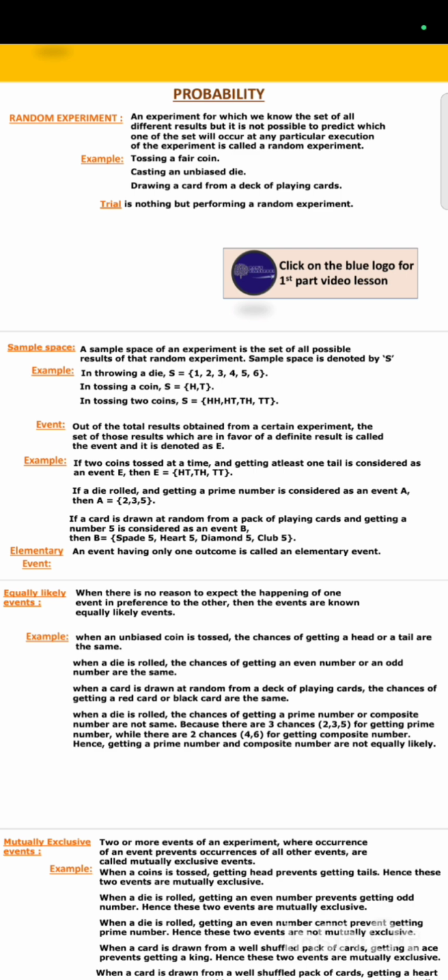After random experiment, we need to discuss trial. Trial means conducting a random experiment. So tossing a coin one time is one trial. Next definition: outcome. The results of the random experiment are called the outcomes.